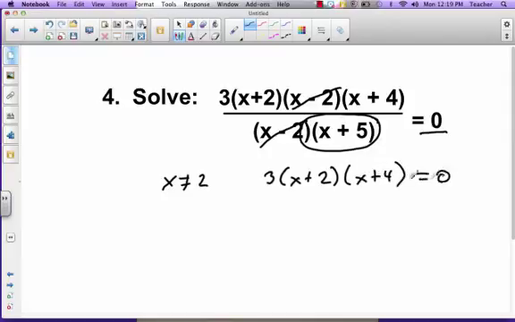And once we do that, we look at this part, the quantity of x plus 2. And if you were to graph this, the value of x equals negative 2 will be a 0. It's where the graph will cross the x-axis. As well, x equals negative 4. So those are our solutions.